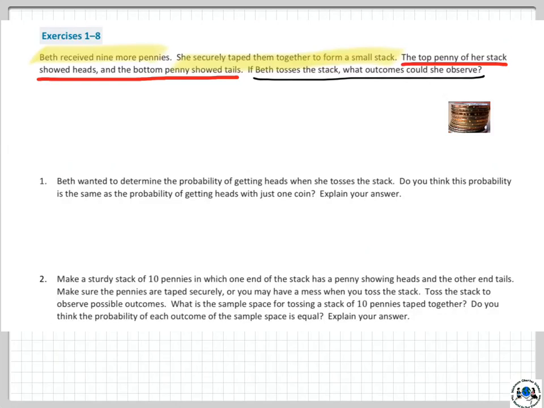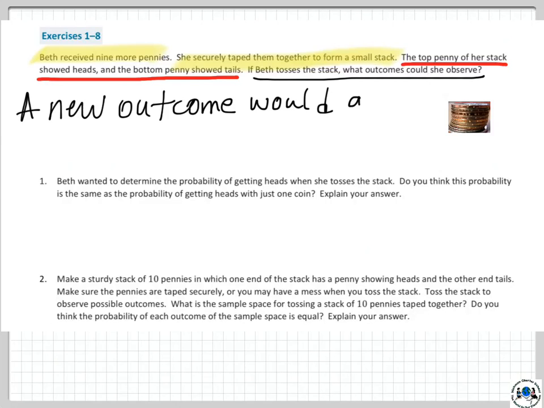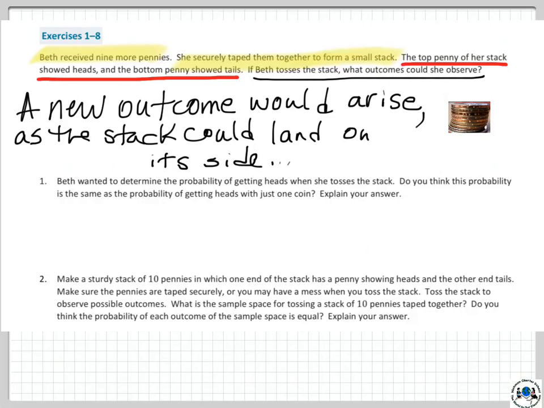Well, if you thought about it like I did, a new outcome arises, as the stack could land on its side. All right. So now we have our sample set here as heads, tails, or side. We can put that in parentheses actually. Beth wanted to determine the probability of getting a heads when she tosses the stack. Do you think the probability is the same as the probability of getting heads with just 1 coin? Explain your answer.